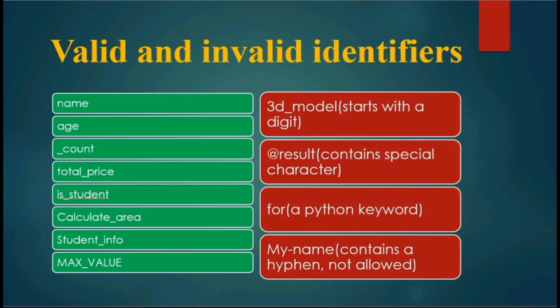Here on the left side it follows all the rules of the identifiers, and on the right side you can see the first one starts with a digit, the second one starts with a special character, and the third one, for, is a keyword. And in the last case it uses a hyphen, so it is not allowed.